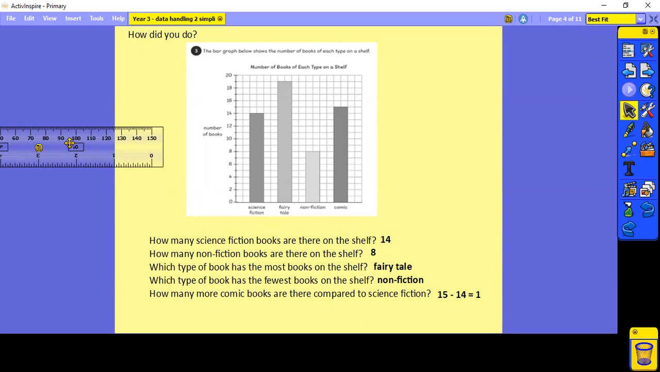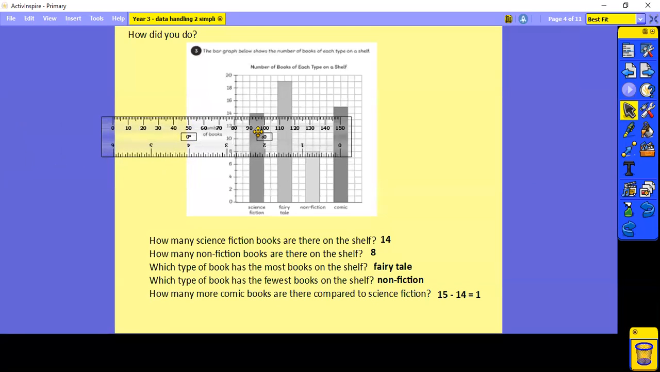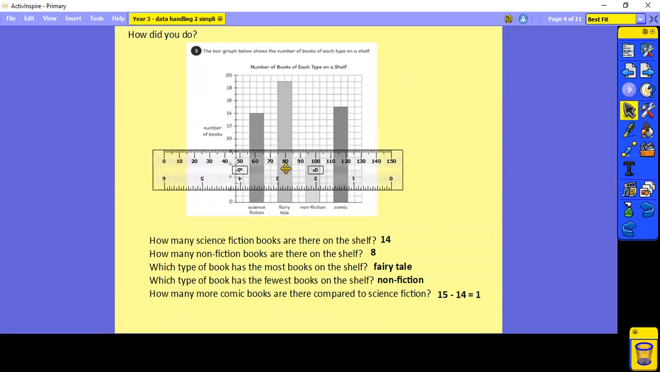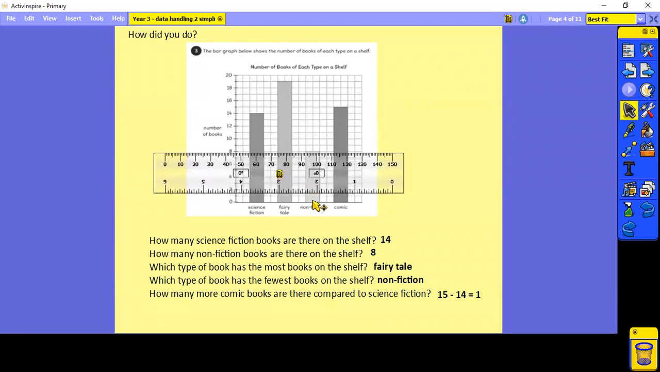So the first question was, how many science fiction books are there on the shelf? So let's find science fiction, put my ruler in line, and I can see that there were 14. How many non-fiction books? I'm going to use my ruler again, line it up with the top of the non-fiction, and I can see there were 8.